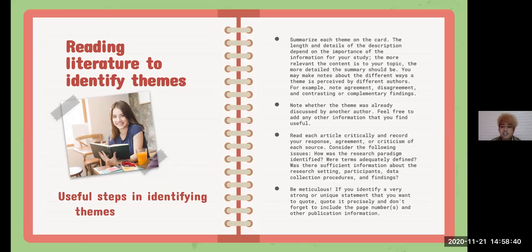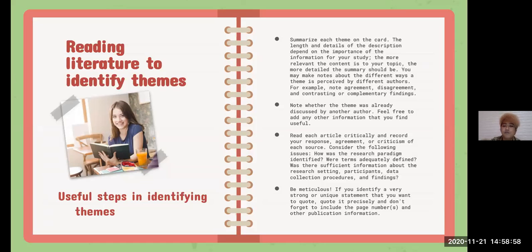Read each article critically and record your response, agreement, or criticism. Mag-scribble ka na ng note. Ako, nagagano'n ko, I don't agree with this finding. Tapos ilalagay mo yung reason mo. Tapos mamaya makikita mo siya. Madali siyang isulat eh. Madali na siyang isulat pag nandun ka na, pag na-scribble mo na yung notes.